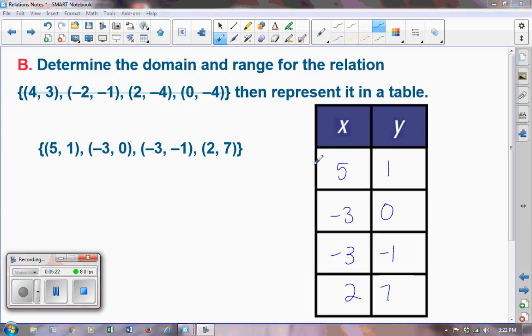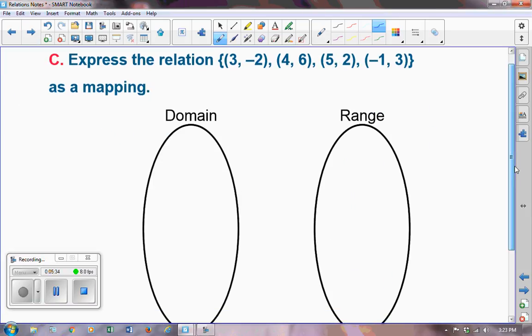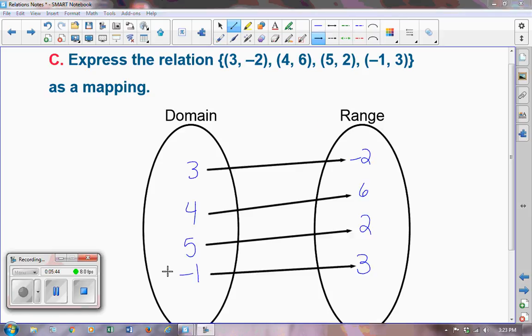Okay, so checking, you should have these numbers: 4 or 5, 1, negative 3, 0, negative 3, negative 1, and 2, 7 in the table. All right, we also have some numbers we're going to represent in mapping. So take a moment and pause and fill out the mapping. Remember, domain are your x's and the range are the y's.